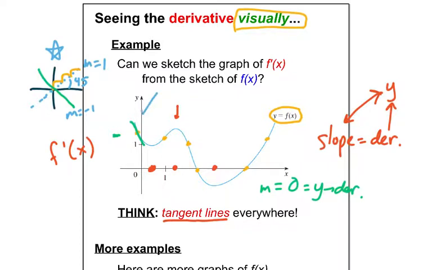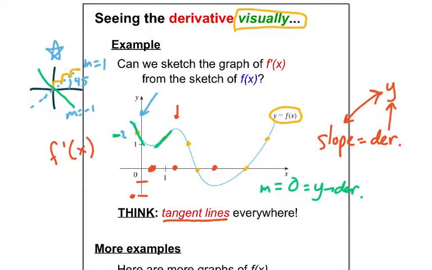So let's go back to this line over here. It looks like it's a little bit steeper than negative 1, so I'm going to think that slope is maybe like negative 2. So that's going to be the y value at that x location, so maybe down here. So that's going to be a slope of negative 2, which means my y value on the derivative graph is negative 2. Let's keep going.